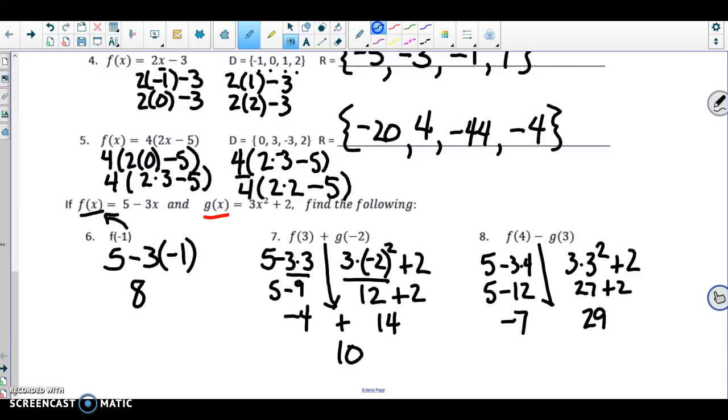This time I have a subtraction in between. So -7 minus 29, we end up with -36 because I'm getting more negative once I subtract. Okay, so my time is about up on this one. So what I'm going to do is, this is part 1. This is the front page of your review, and then I will also add on and do a part 2 as well.